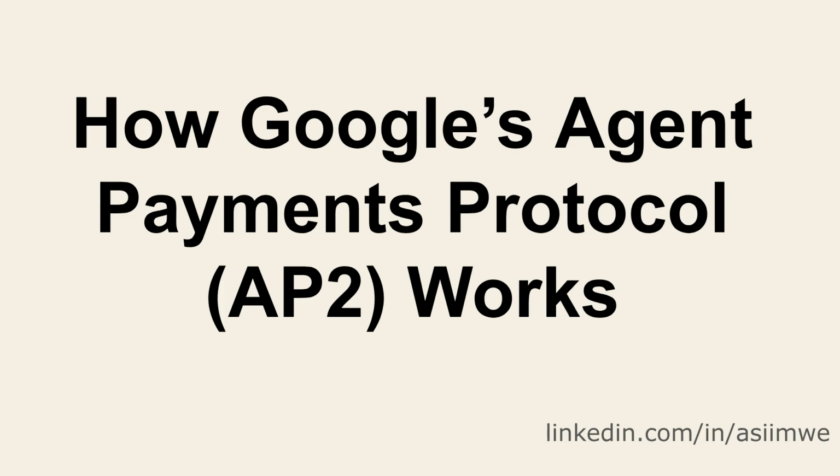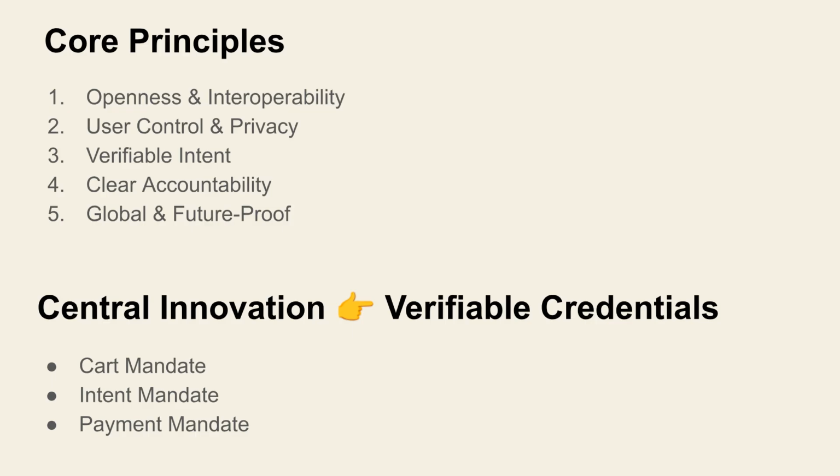This video will explain how Google's Agent Payments Protocol works. The protocol is built on principles of openness, user control, verifiable intent, clear accountability, and a global, future-proof design. The central innovation is verifiable credentials, or VCs. They are the cart mandate, intent mandate, and the payment mandate. We'll see how these VCs are used shortly.